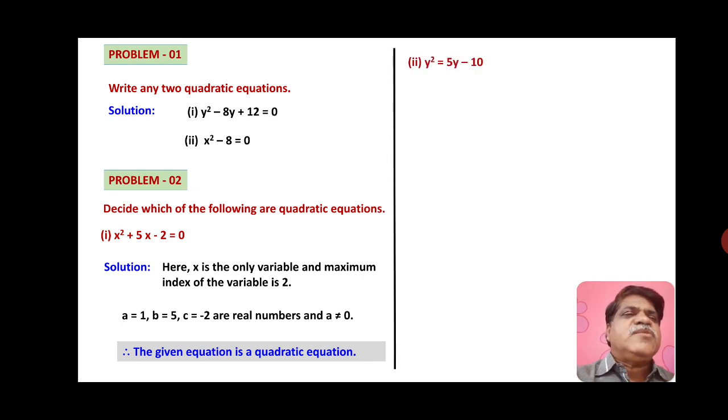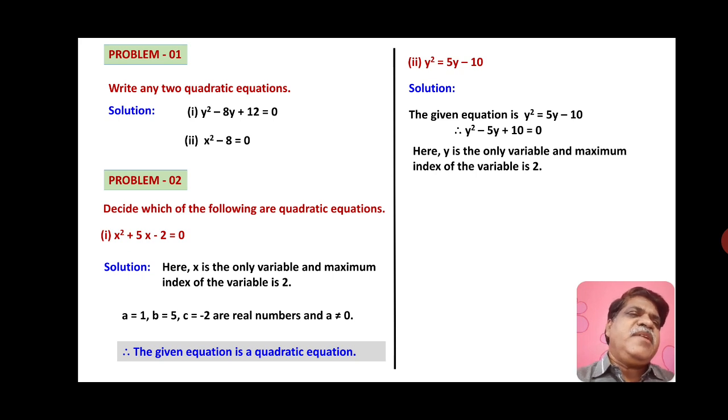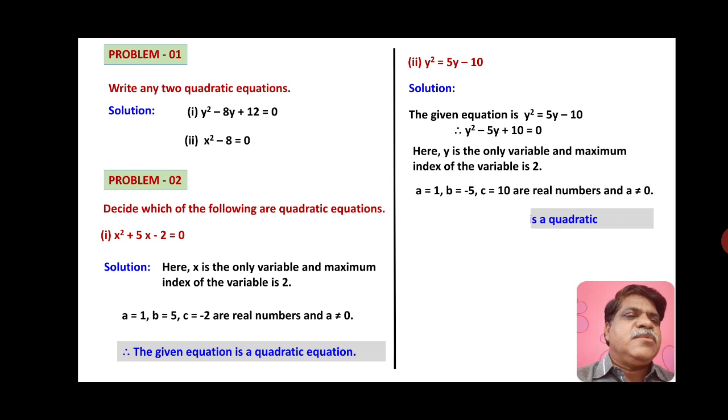Second, y square is equal to 5y minus 10. Here, the given equation is y square is equal to 5y minus 10. Therefore, y square minus 5y plus 10 is equal to 0. Here, y is the only variable and the maximum index of this variable is 2. Therefore, we can say here a is equal to 1, b is equal to minus 5, c is equal to 10 are real numbers and a is not equal to 0. Therefore, you can say that the given equation is a quadratic equation.